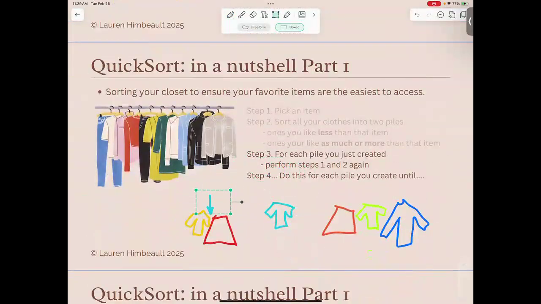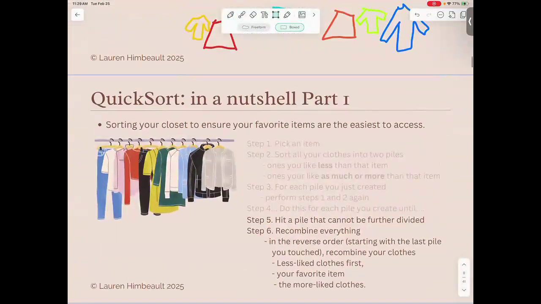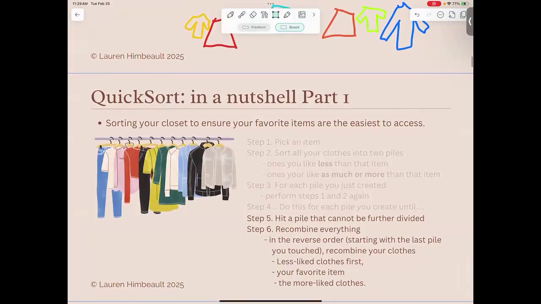So now we're going to go into this pile here, and we'll pick one and then decide for every other item if we like it more or less than that item. And then we'll pick one and decide if we like it more or less than that item. And we just keep recursively making our problem space smaller, right? We're dividing our problem space down and down until we hit a pile that can't be divided any further.